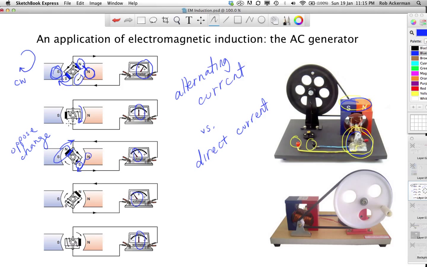What is that something else? Well, it could be wind and a windmill. It could be water and a water wheel. It could be the steam generated when we boil water by burning coal. That steam under high pressure could turn this coil. And that is actually how we generate electricity.